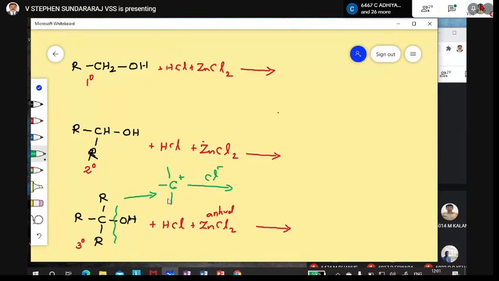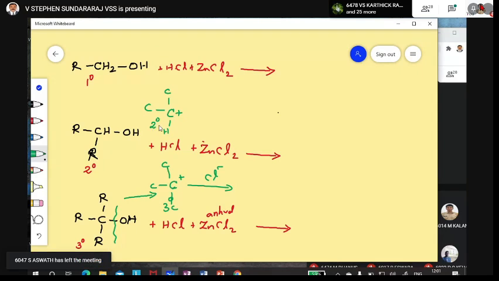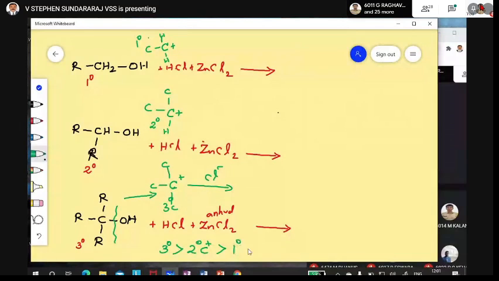So this is a tertiary carbocation, because all three are carbon. Here, only 2 carbons, and one is hydrogen. That means this is a secondary carbocation. Here, only one side has carbon, the remaining are hydrogen. This is a primary carbocation. You know that the tertiary carbocation is more stable than the secondary carbocation, which is more stable than the primary carbocation. So the more stable carbocation will form very fast. All of them are trying to become this one, but who will form first? The one which is more stable.